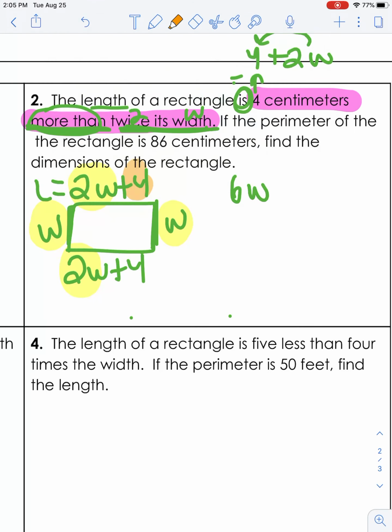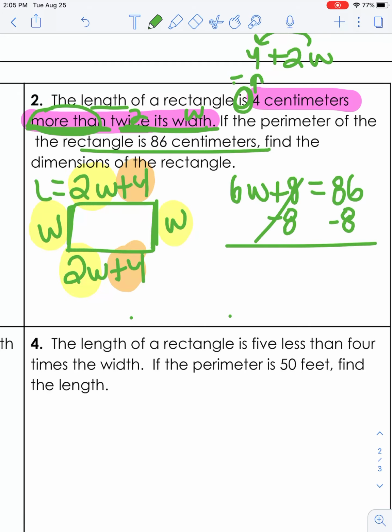We can add our constant values. 4 plus 4 is 8. And that perimeter equals 86. Now we just solve our equation by subtracting over the 8. 6W equals 86 minus 8, which is 78. Divide 6 on both sides. 78 divided by 6 is 13.